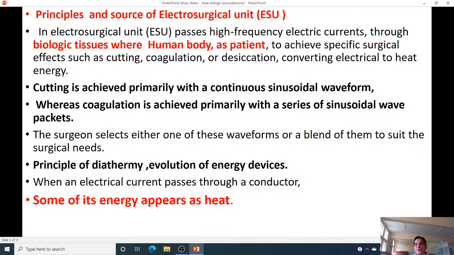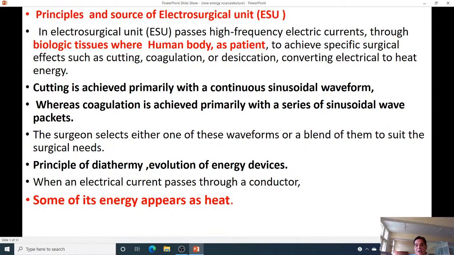Coagulation is achieved by a series, that means interrupted energy of the same sinusoidal wave packets. So it is interrupted energy. For cutting it is continuous energy. Understand the difference between cutting and coagulation. So the surgeon has to select this waveform depending on what exactly he wants to do. And the principle is the same.